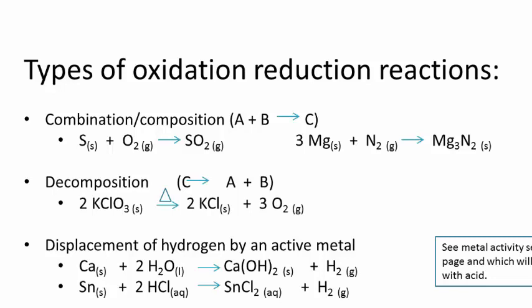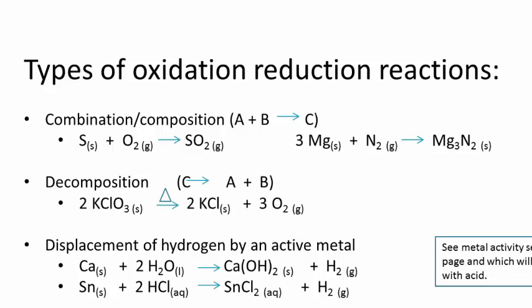The second general type of oxidation reduction reaction is a decomposition. That is, taking some compound, C, and usually heating it up to split apart the components. A typical example of this would be taking potassium chlorate, heating it up to drive off oxygen gas, and converting it to potassium chloride. Now, if you look at this reaction, it is actually an oxidation reduction reaction.